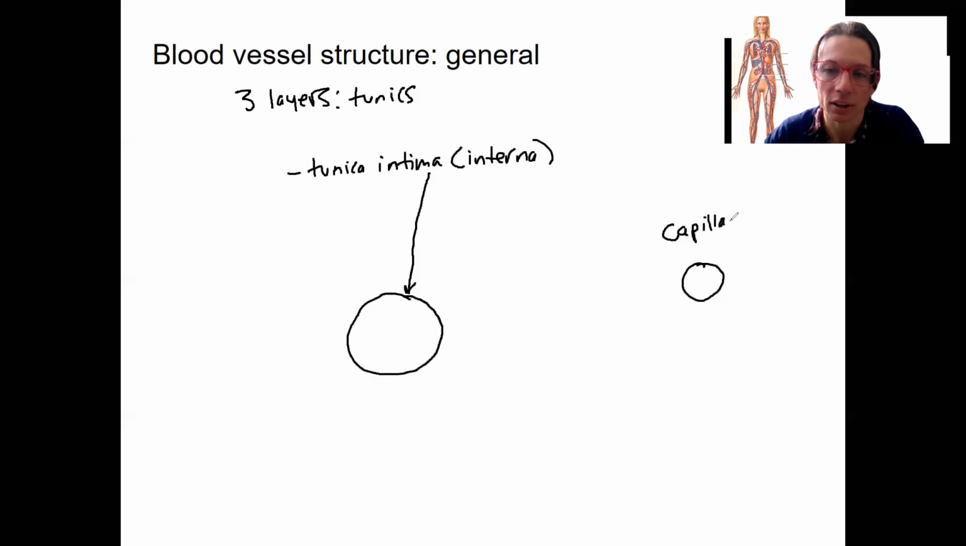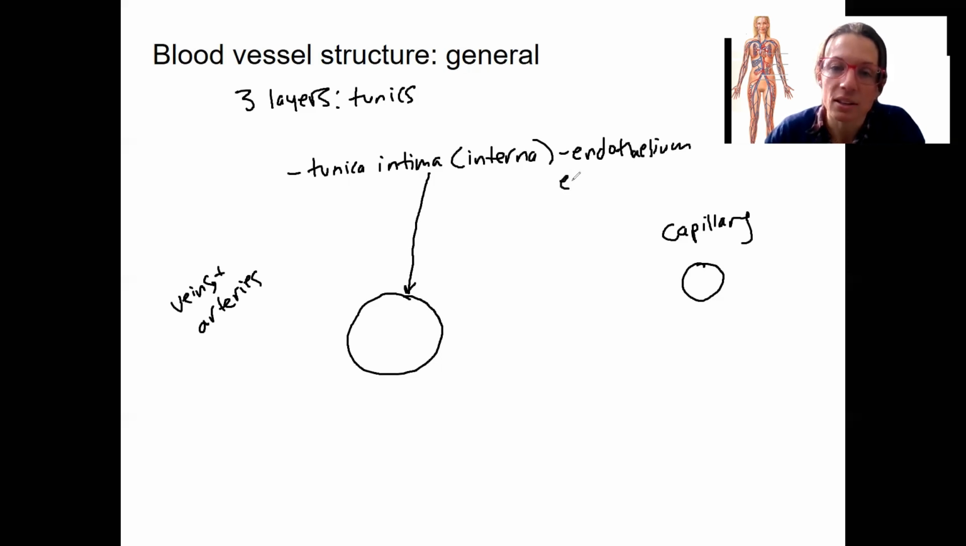This is our capillary. This is going to be everything else. So let's just for now put veins and arteries. Veins and arteries, and arterioles and venules, are going to have different compositions of these different layers, but still have all 3 layers in different compositions. The tunica intima is endothelium. That means it's a type of epithelium. It's simple squamous epithelium.